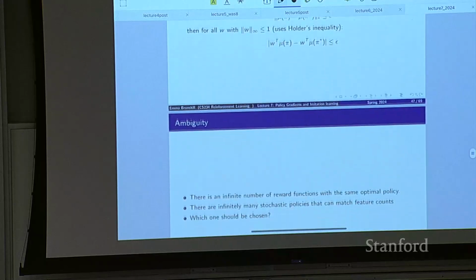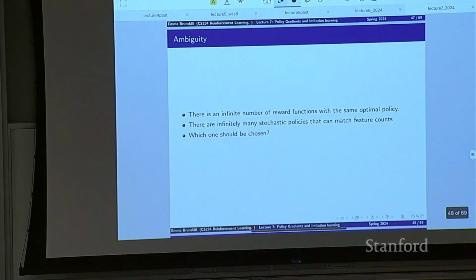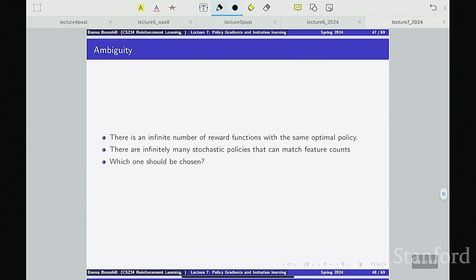All right. Now, as we've already talked about, there is still an infinite number of reward functions with the same optimal policy. So even when we think about this mapping to features, it doesn't solve the issue we just identified. And there are many stochastic policies that can match the feature counts. So I haven't told you anything yet to solve that big problem. I've just told you another way to think about it. And so there's this question of how do we pick among all these different options?